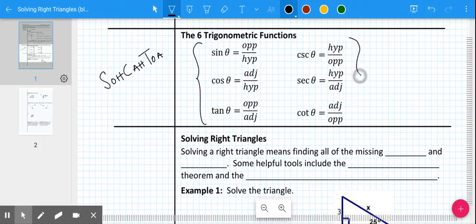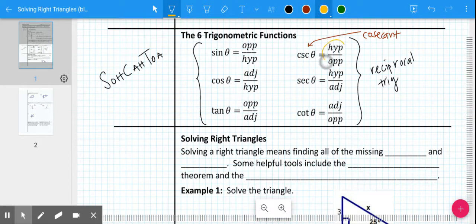You may not be familiar with these 3 on this side. These 3 are what we call the reciprocal trig functions. We don't deal with them a lot this early on, but we will get into them more as the trimester progresses. So we want to be able to introduce them here. CSC is short for cosecant. And this is the reciprocal of sine. What I mean is this is what sine was, opposite over hypotenuse, but now flipped. Hypotenuse over opposite. And all of these are reciprocals.